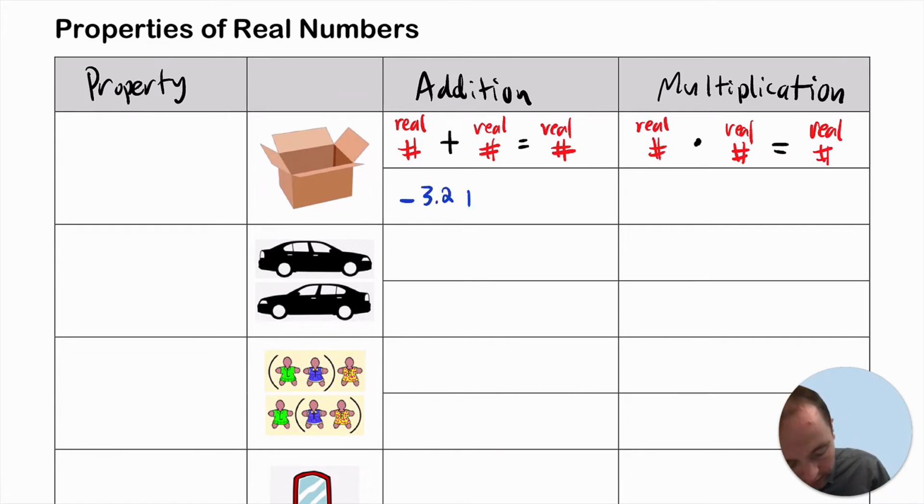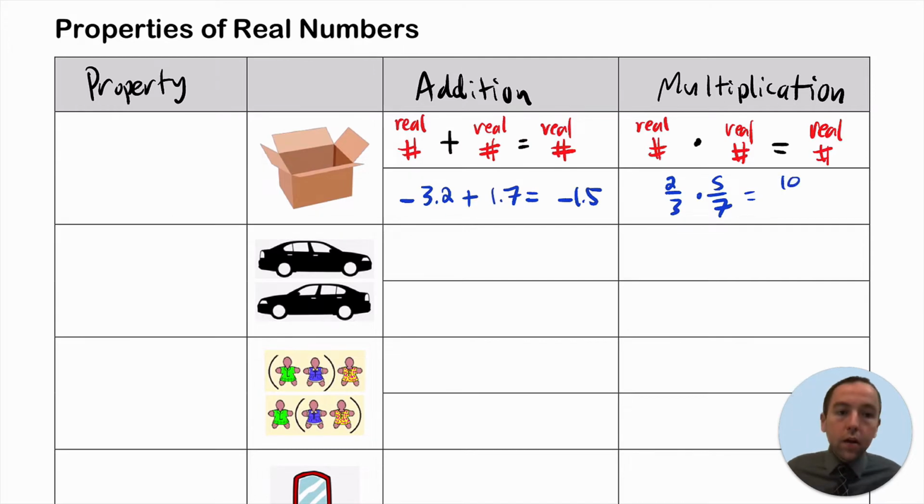For concrete examples, using actual numbers: if you take negative 3.2 and then you add 1.7 to it, there you can see we're doing the operation of addition with the 2 numbers. You're going to get negative 1.5. So a real number and a real number, they're both real numbers, and our answer, negative 1.5, is also a real number. That's just an example. It just turns out that it's always going to be true. And then if you did 2/3 times 5/7, multiplying 2 real numbers, you're going to get 10/21. So there's an example there.